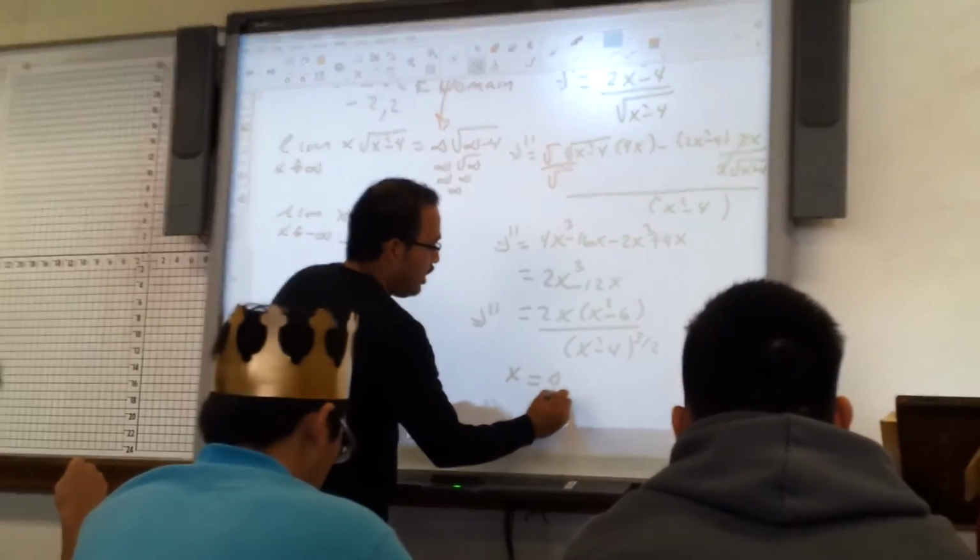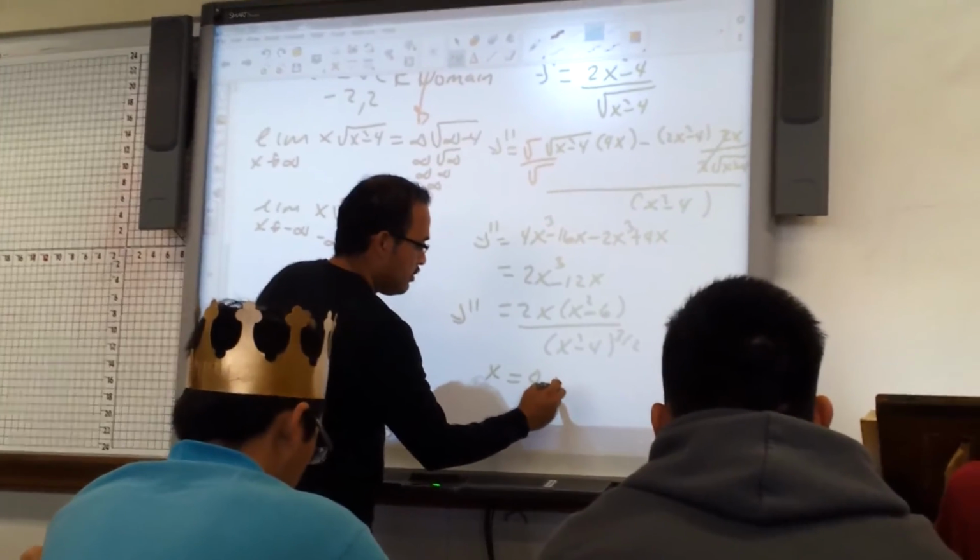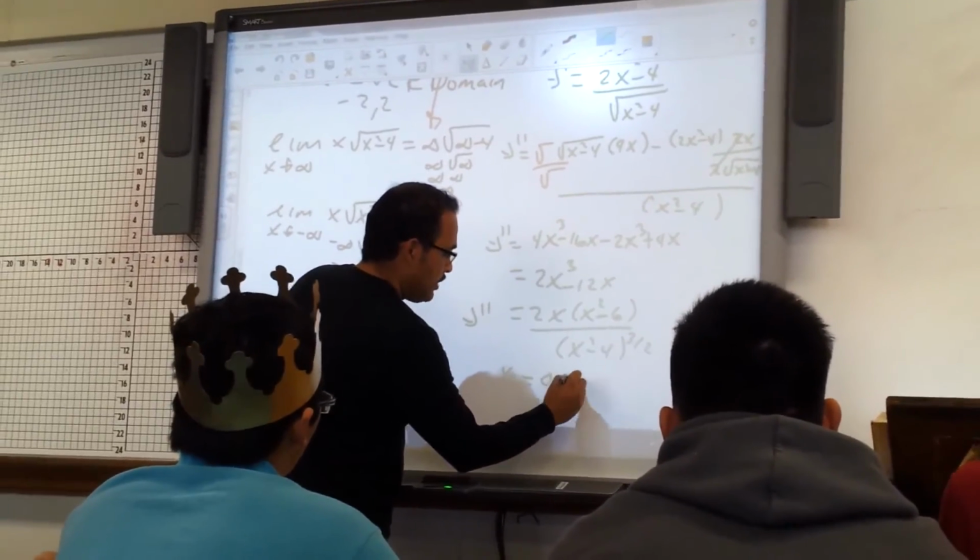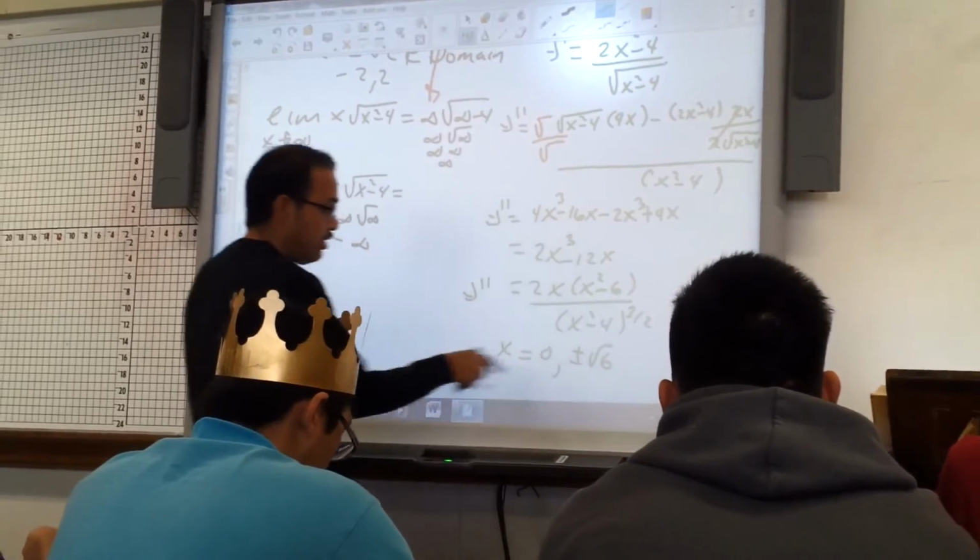x equals 0 and plus or minus radical 6. That one is okay. That's good.